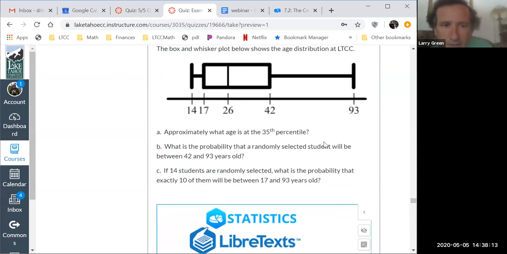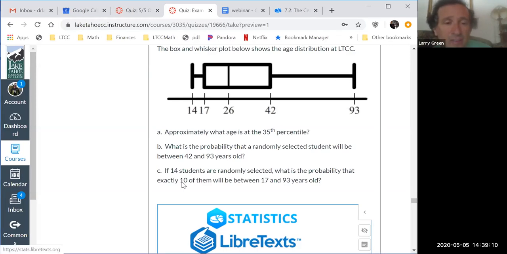Okay, next one. Now we have 14 students randomly selected. What's the probability that exactly 10 of them will be between 17 and 93? Okay, what kind of problem is this? That's usually the hardest part about this one. What kind of problem is part C? Yeah, this is a binomial problem. And we want to be between 17 and 93. Notice 17 to 93 is everything above the 25th percentile. So our P is 0.75 because there's 75% above 17 to 93.